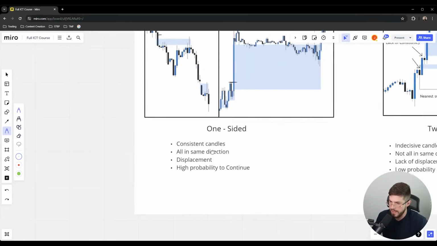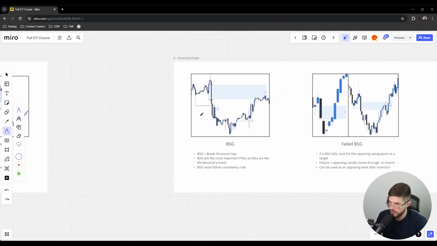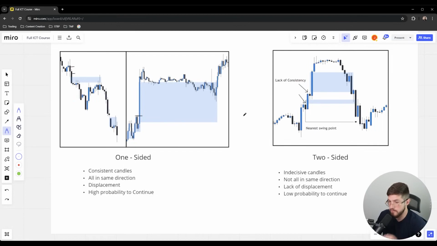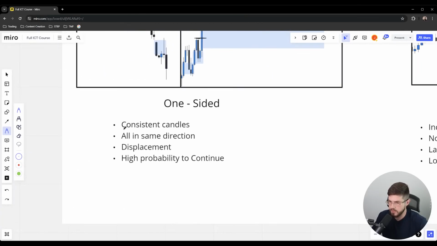Now, if we're looking at any fair value gap, we always want to make sure that it's either one-sided or we have a break and structure gap, which we're going to talk about in a second. Now, if you have both of these, it's even higher probability, okay? So notice right here, we have an up candle, up candle, up candle. That's a one-sided gap. Up candle, up candle, up candle. That's a one-sided gap, okay? So one-sided gaps are consistent in the type of candles. They're all either up close or down close. This shows that the market is consistently reaching in one direction. Now, the reason that this is important, again, displacement, right? Everything comes back to displacement if you look at it in the right way. And obviously, these have a higher probability to continue than other fair value gaps.